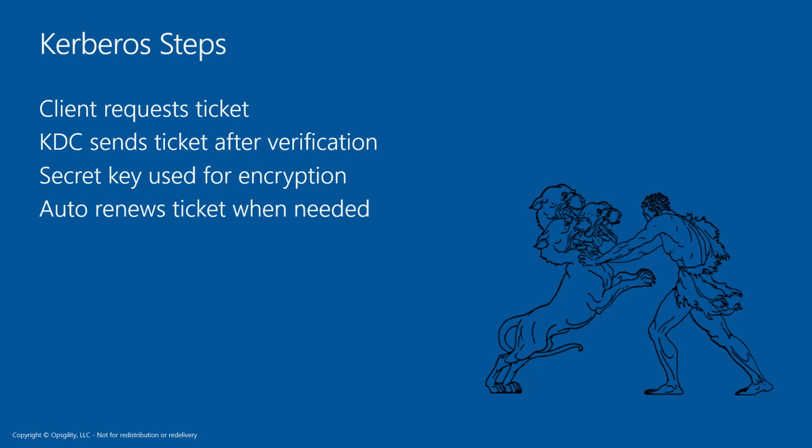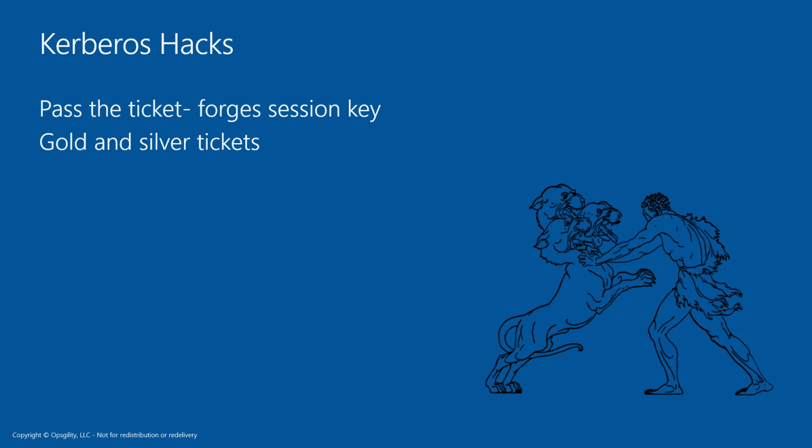And this entire process is going to be transparent to the user. There are some hacks for Kerberos, however. The first one is going to be the pass the ticket hack, which forges the session key. It's basically the process of forging the session key, and then it presents the forgery to the resource as valid credentials. The next one is gold and silver tickets.